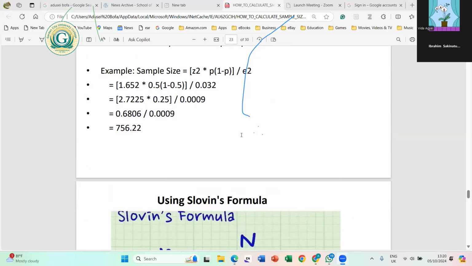Okay. As a member of Garden City University research team, you are tasked to conduct a research on the rate of diabetes among the Garden City University students. From previous work, it was identified that 80% of the students have diabetes. Okay.